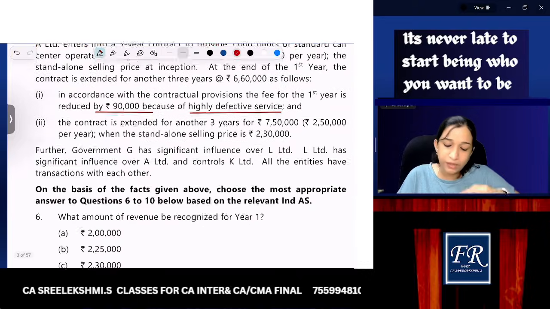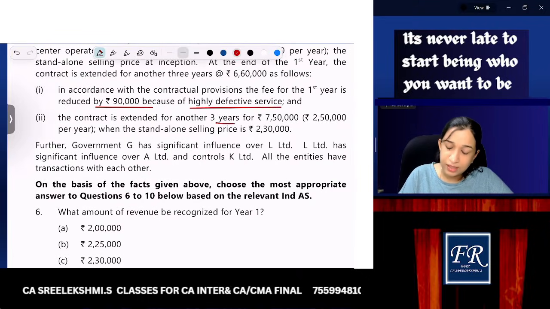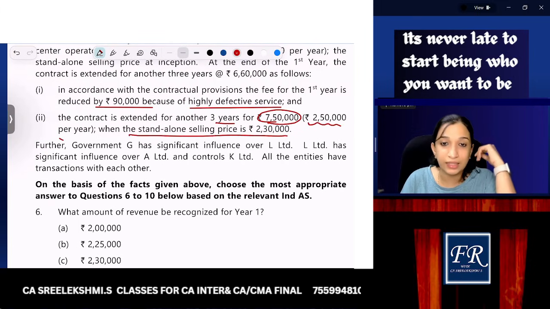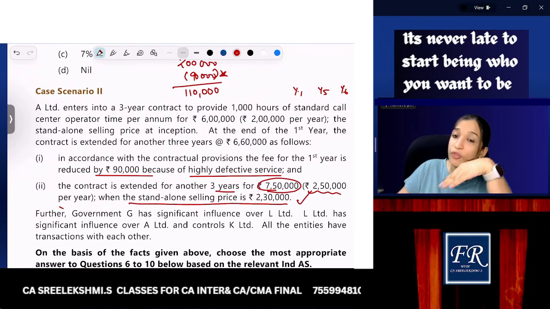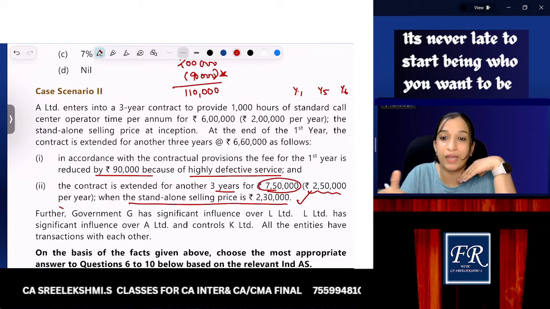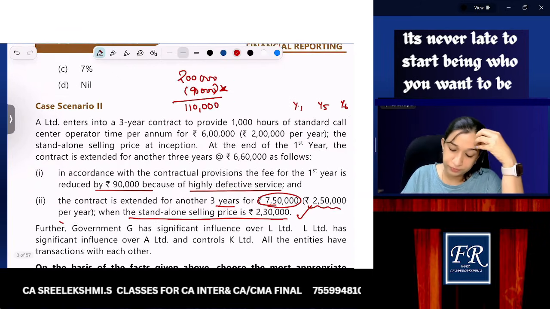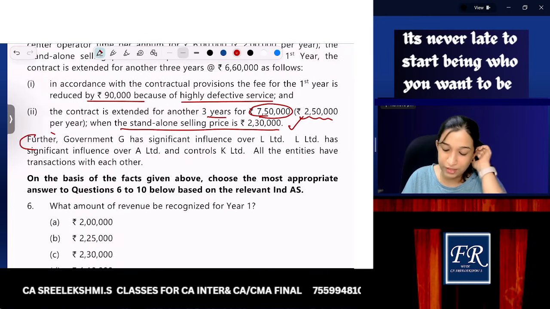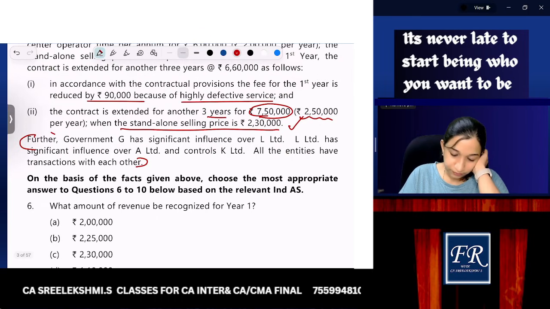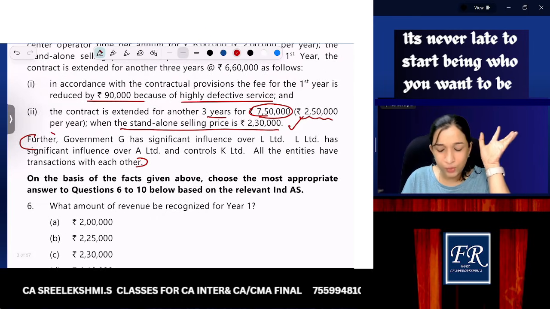The contract is extended for another 3 years for 7,50,000, 2,50,000 per year, when the standalone selling price is 2,30,000. So even if the standalone selling price is only 2,30,000, you have extended for 3 more years and you are charging 2,50,000. Okay, fine. Further, government has significant influence over L. L has significant influence over A. So this is a question from Ind AS 24. Let's not read this now.